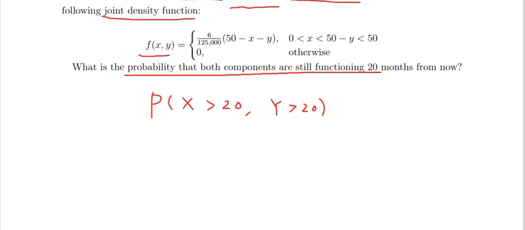Okay, so here we just check it. The probability is just the integration. So this equals the density function f xy, we just add up those x and y that satisfy this condition: x larger than 20, y larger than 20. So we need to find the integration region.